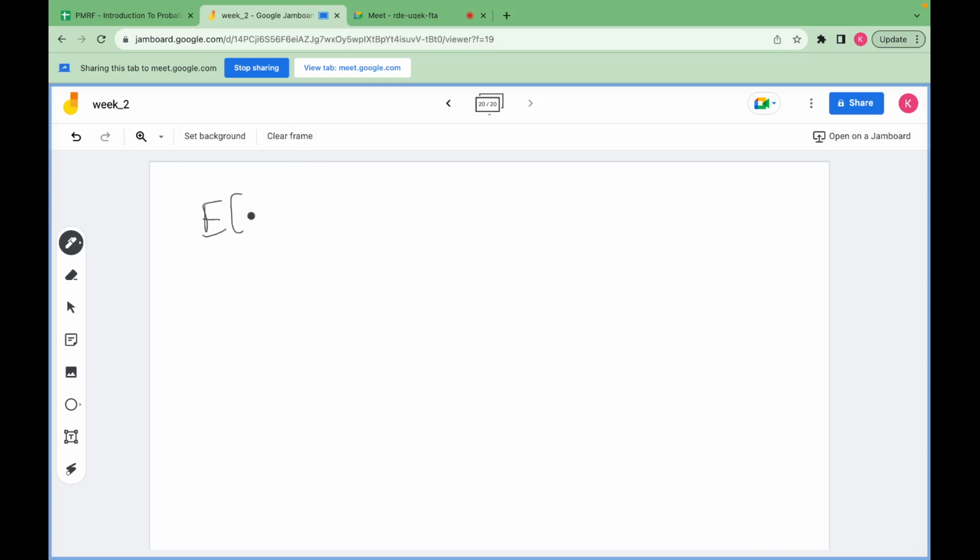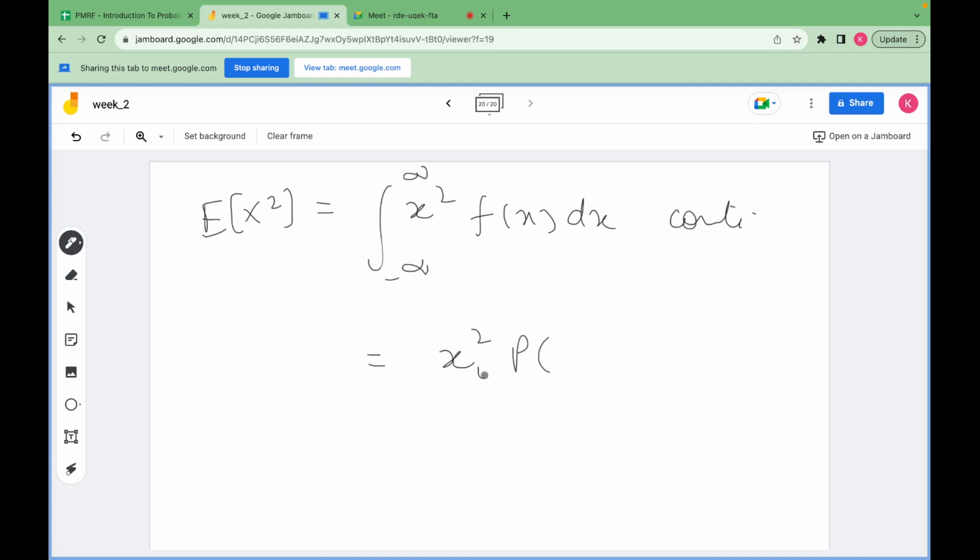And the expectation of x square is the integral of x square fx dx from minus infinity to infinity for continuous, and for discrete it will be the summation over i of x square times the probability that x equals xi for a discrete random variable. Okay.